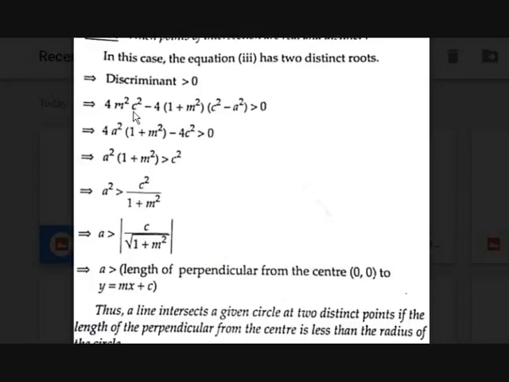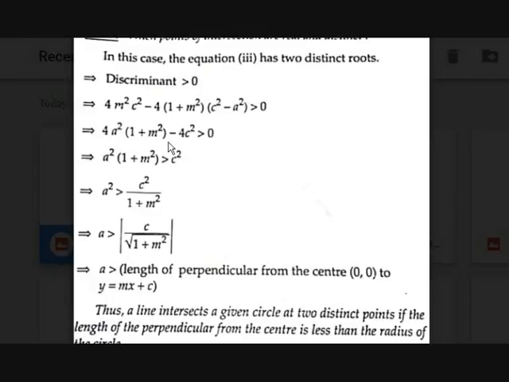If you simplify that, 4m square c square minus 4c square plus 4a square minus 4m square c square plus 4m square a square. The 4m square c square terms cancel out, leaving 4a square and 4m square a square. If we take 4a square common, we get 4a square into (1 plus m square) minus 4c square.